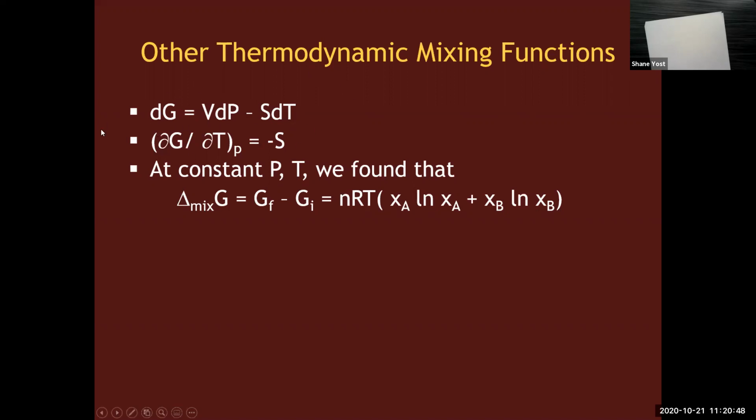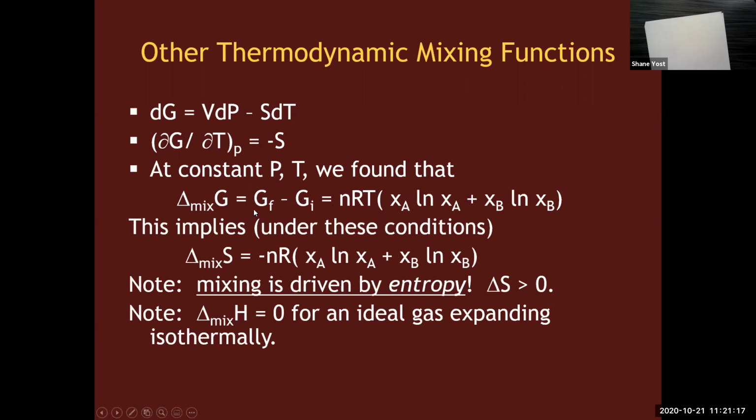Going back to this relationship with the Gibbs free energy, the change in Gibbs free energy with respect to change in temperature under constant pressure is related to the negative of the entropy. Under these constant temperature and pressure conditions, the total pressure remained P in my entire mixing process and the temperature remains T. We got this free energy change for the mixing. So take the derivative of this with respect to temperature, and you get that the entropy change of mixing is just minus NR (XA ln XA plus XB ln XB).